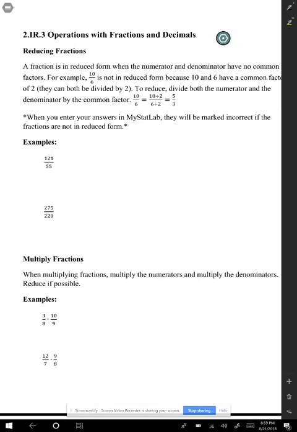We're going to be looking at fractions and decimals, and the first thing we have to look at with fractions is how to reduce a fraction. A fraction is in reduced form when the numerator and denominator have no common factors. And a common factor is simply a number that can be divided into both of the numerator and the denominator.